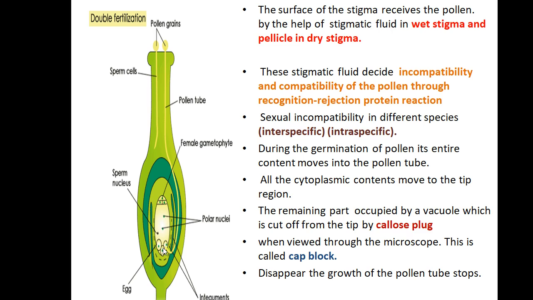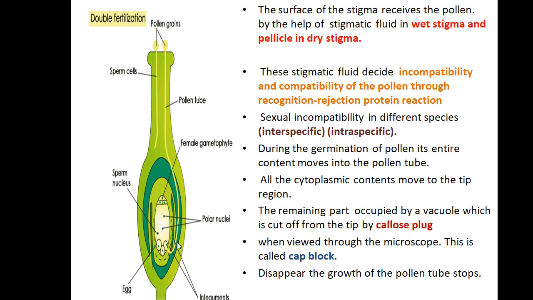and two types of cells in that. One is the vegetative cell, the generative cell, cytoplasm, vacuole, so many things are there. All the cytoplasmic content will be moved to the tip region. When it is germinated, it moves to the tip of the pollen tube. The remaining part is occupied by the vacuole, cut off from the tip by the callose plug. When viewed under the microscope, this shows you a callose plug.